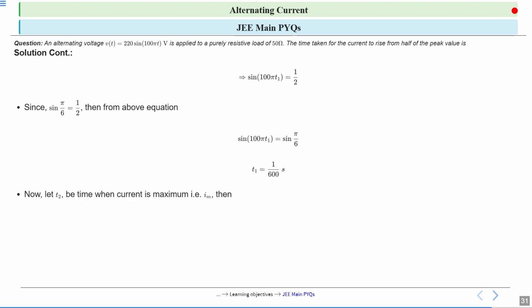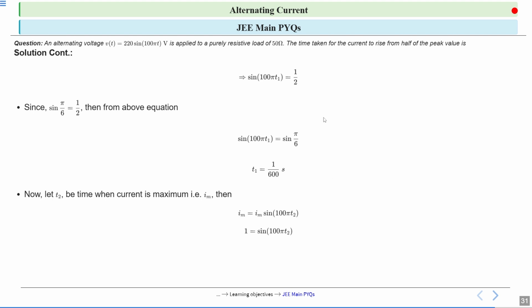Now let time T2 be the time when current is at its peak value Im. Then I equal to Im sin omega t will become Im equal to Im sin 100 pi T2. So now we will find T2. Im and Im will get cancelled out. 1 equal to sine 100 pi T2.